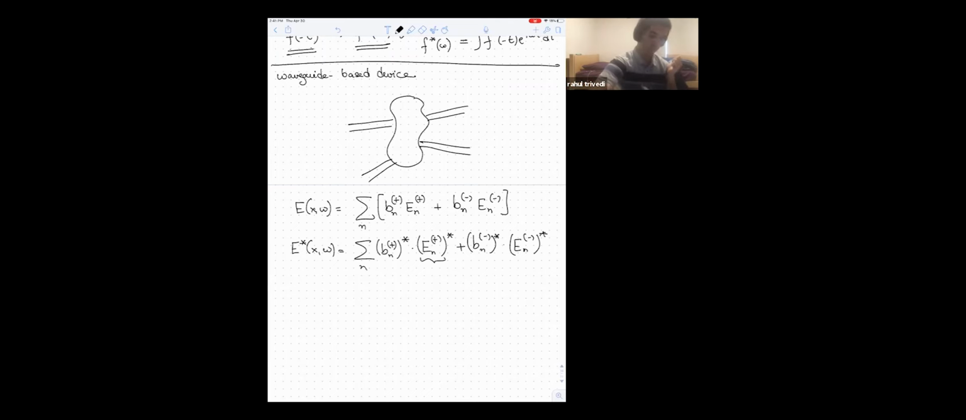And if you remember, what is En plus star? What is the conjugate of the forward propagating mode? That is just the backward propagating mode, right? That's how we had set up our forward and backward propagating waves. If I take my forward propagating mode, it is going as exponential i beta z. If I take its complex conjugate, I will get a mode that is exponential minus i beta z, right? So I end up getting Bn plus star En minus plus Bn minus star En plus.